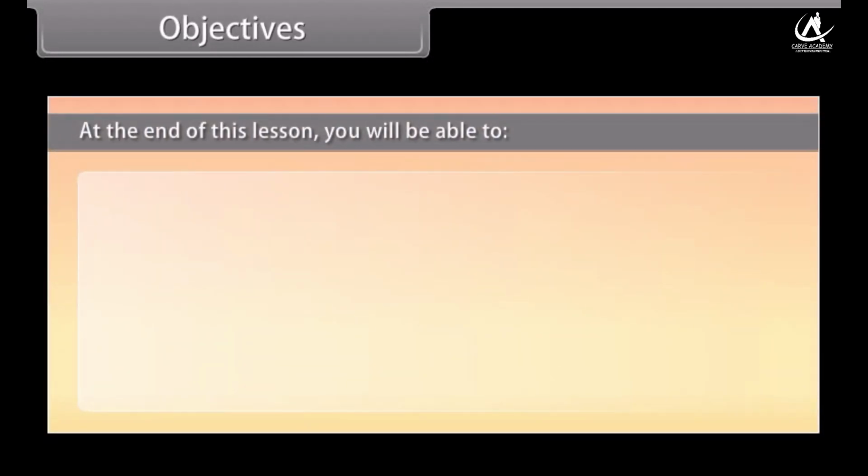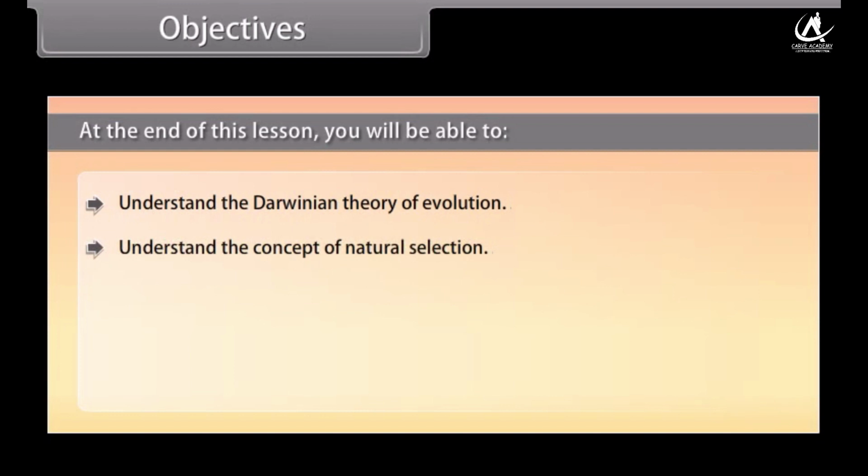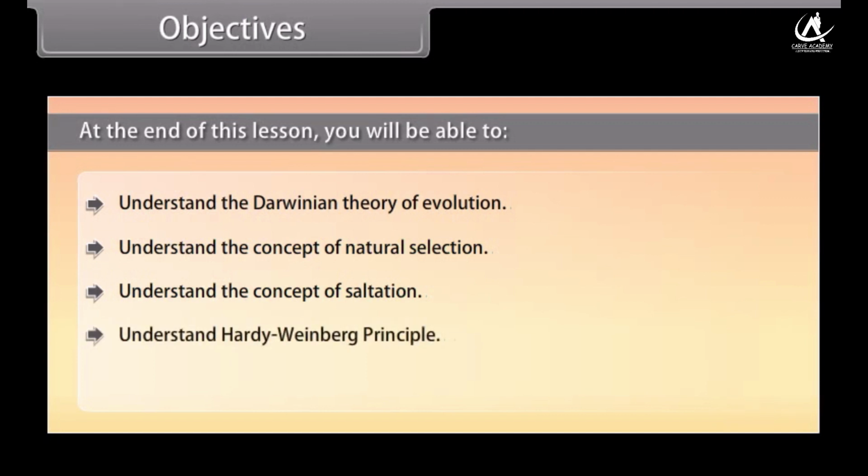Objectives. At the end of this lesson, you will be able to understand the Darwinian theory of evolution, understand the concept of natural selection, understand the concept of saltation, understand the Hardy-Weinberg Principle, and know the various ancestors of Homo sapiens.